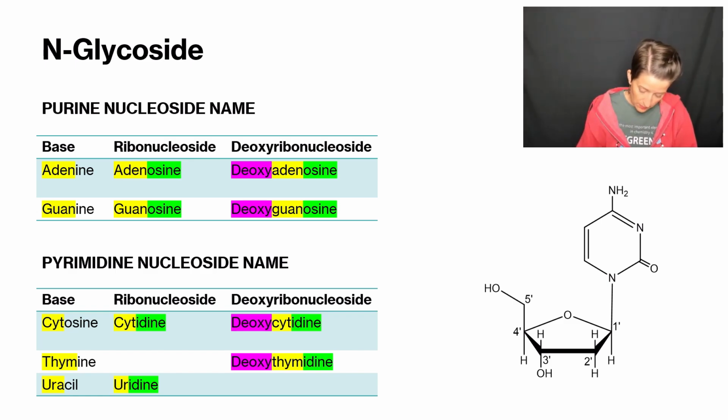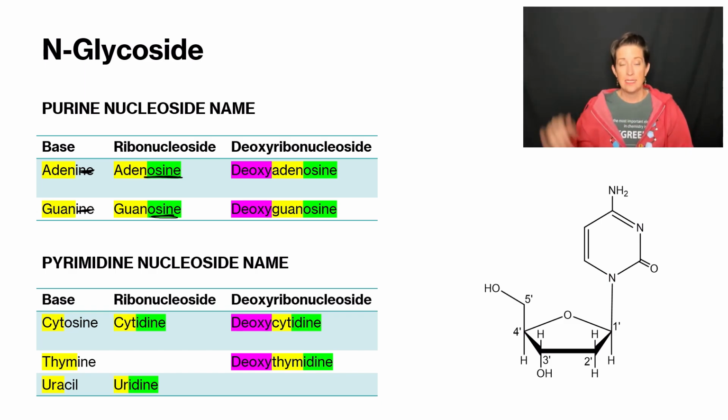We are going to remove the suffix -ine, so we have aden and guan, and we're going to replace it with -osine. Therefore, adenosine is the nucleoside in RNA, and guanosine is the nucleoside in RNA. If we're talking about the nucleoside in DNA, we need to add that deoxy in front of it. So deoxyadenosine or deoxyguanosine would be the nucleosides that would ultimately represent DNA.